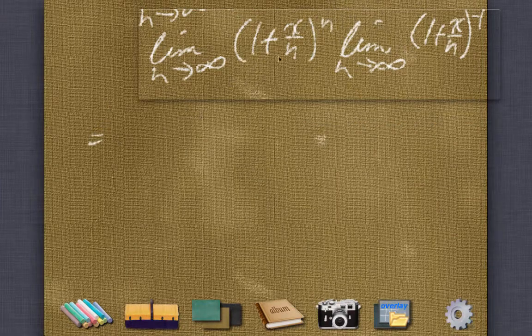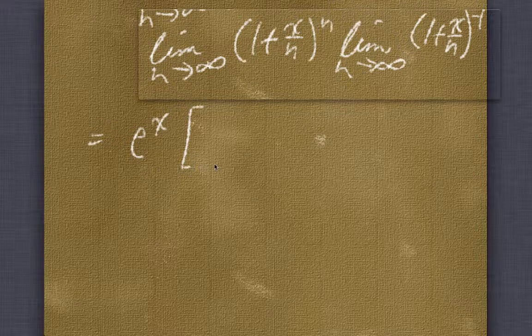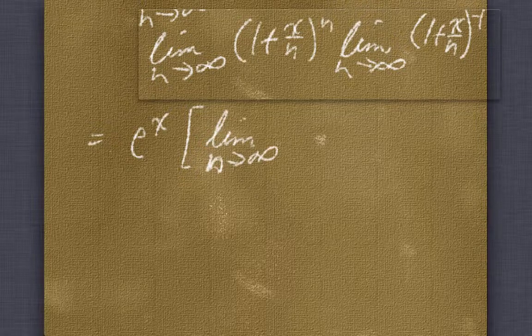So this first part, the limit as n goes to infinity of (1 plus x over n) to the n, was the definition of e to the x. And then this is times the limit as n goes to infinity of 1 over 1 plus x over n.